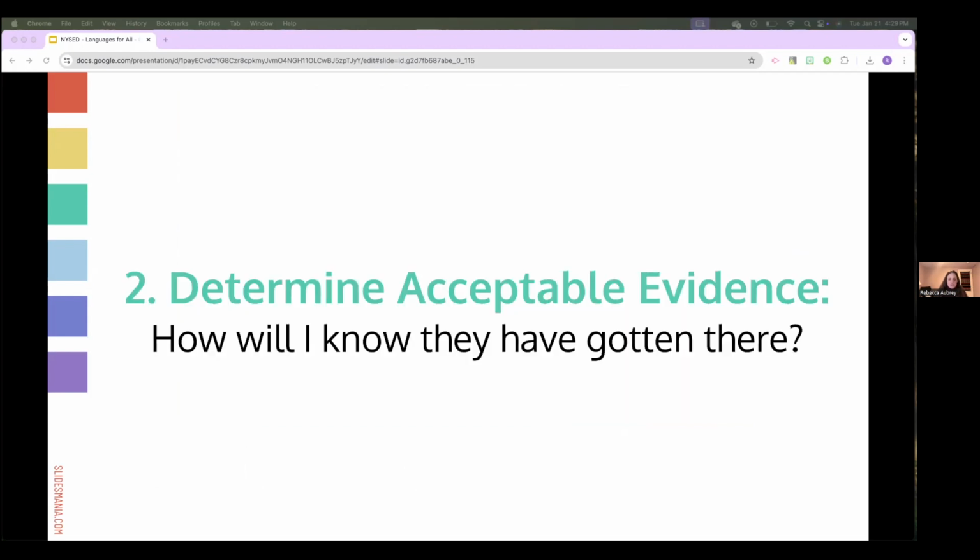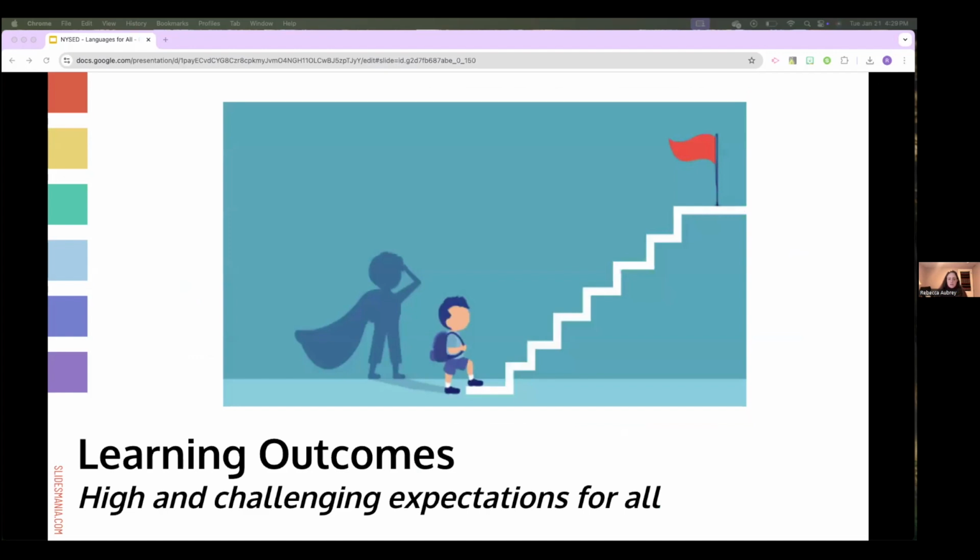So the second stage to backwards planning is determining the acceptable evidence. And so this is your assessment. How am I going to know that my students have gotten there? And I want to ground again in these high and challenging expectations for all, and really setting the belief that we believe that all students can learn another language and that we're going to challenge them, but we're going to provide them with proper support as we challenge them.